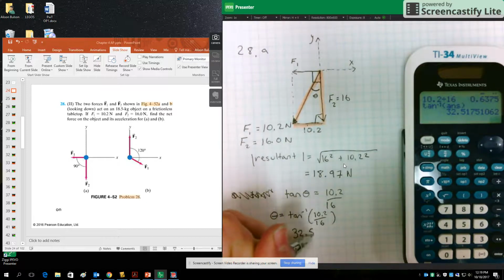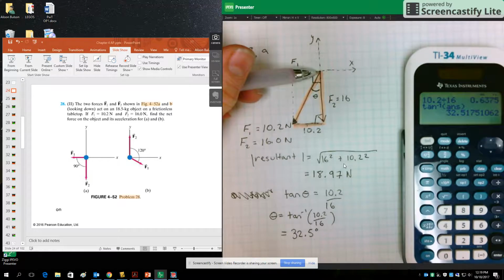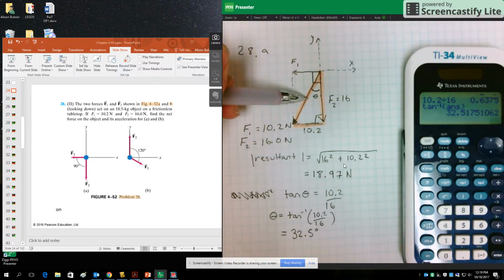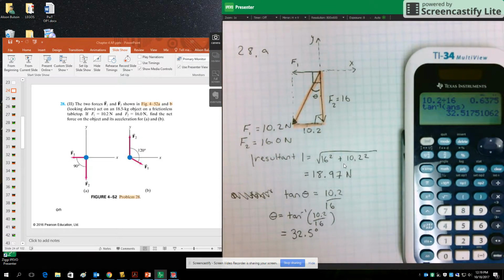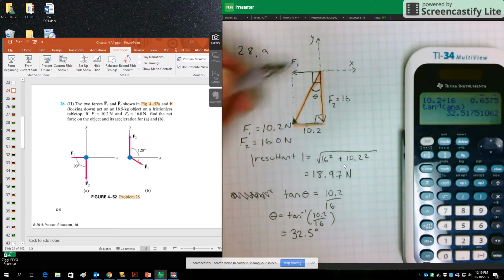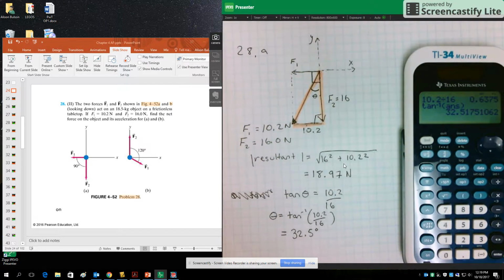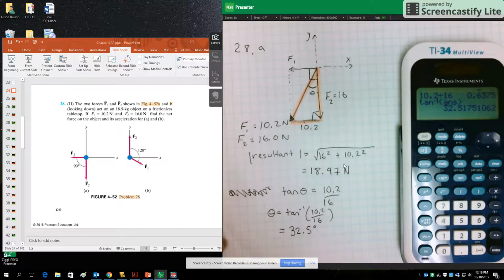So 32.5 degrees. For the angle, I'm defining it as clockwise from the negative y-axis. You could define it as the angle from the negative x-axis counterclockwise. It doesn't really matter, as long as you note which angle you're talking about.